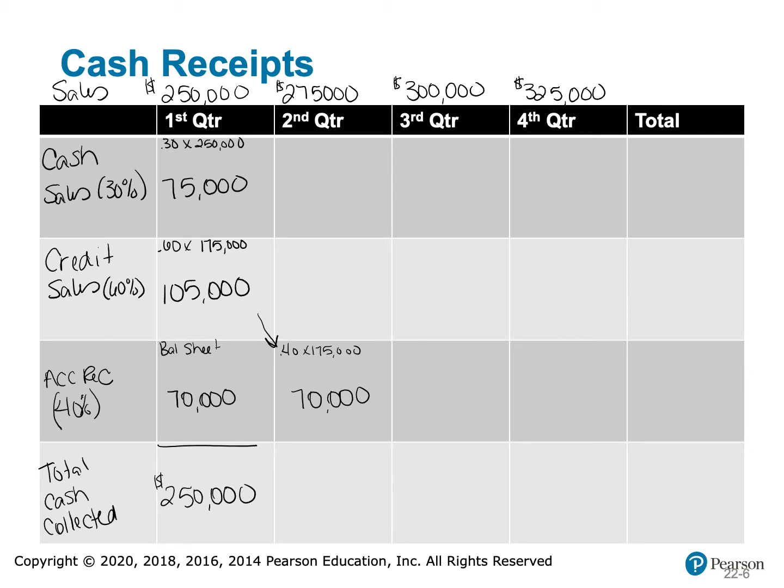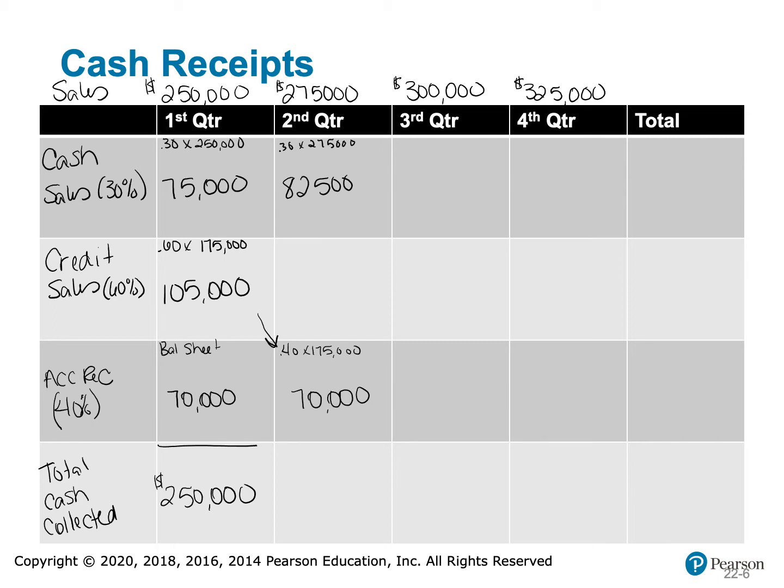So let's look at quarter two. Quarter two sales were $275,000. I expect cash sales to be 30% of that. So 30% of 275 is $82,500. Hopefully you've got your calculator with you and you're calculating this with me.